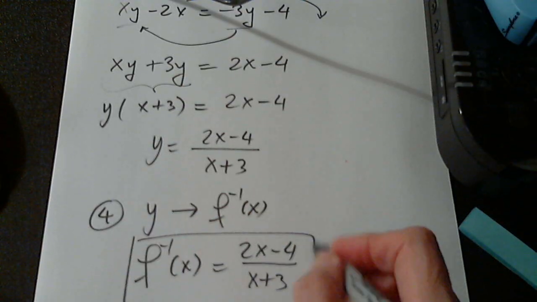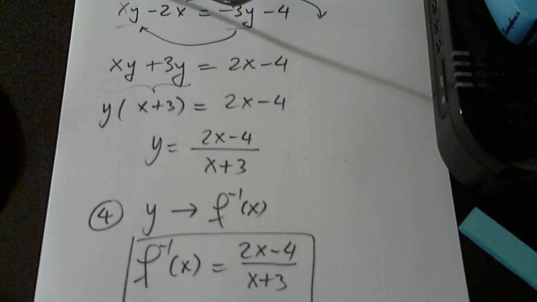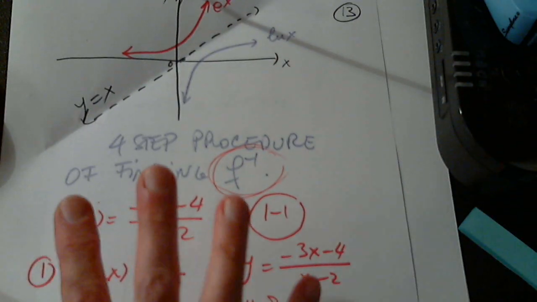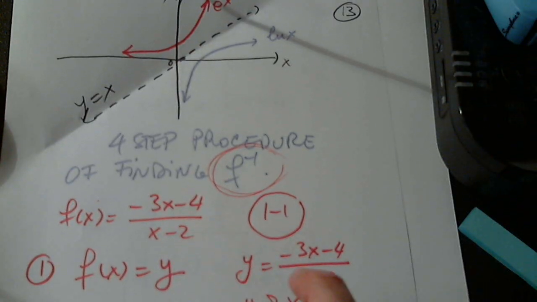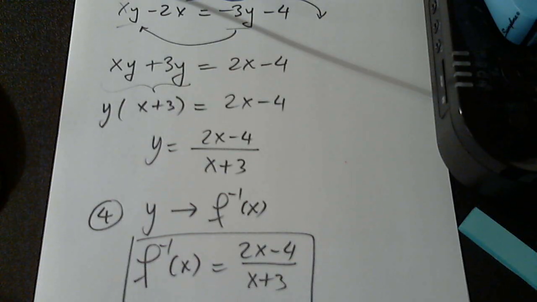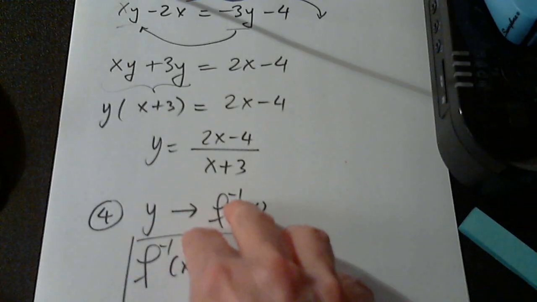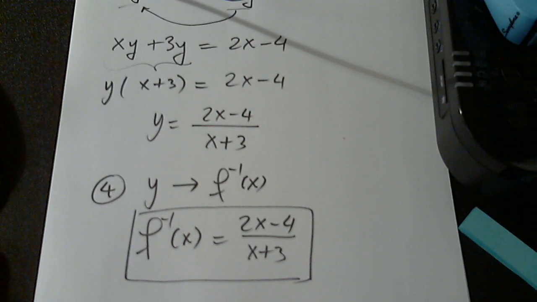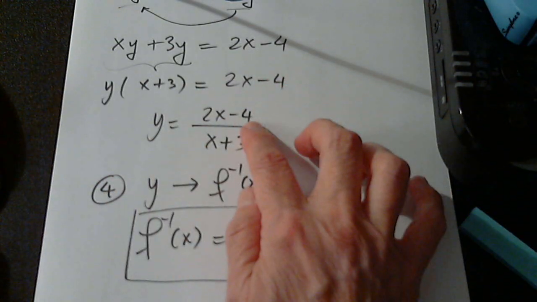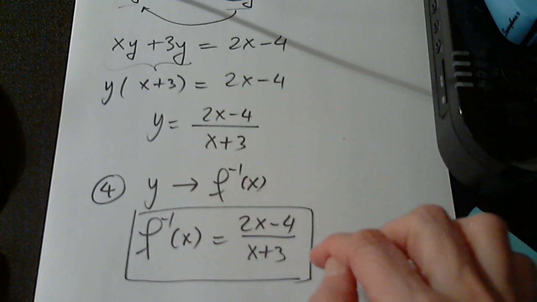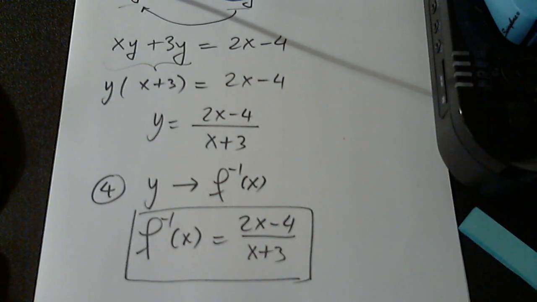So it's a 4-step procedure, a lot of work for this particular function. First step, we replace f of x by y. Step 2, interchange x with y. Step 3, solve for y, and we had several steps in that step alone. Number 4, replace y by f inverse. And this is the inverse function.